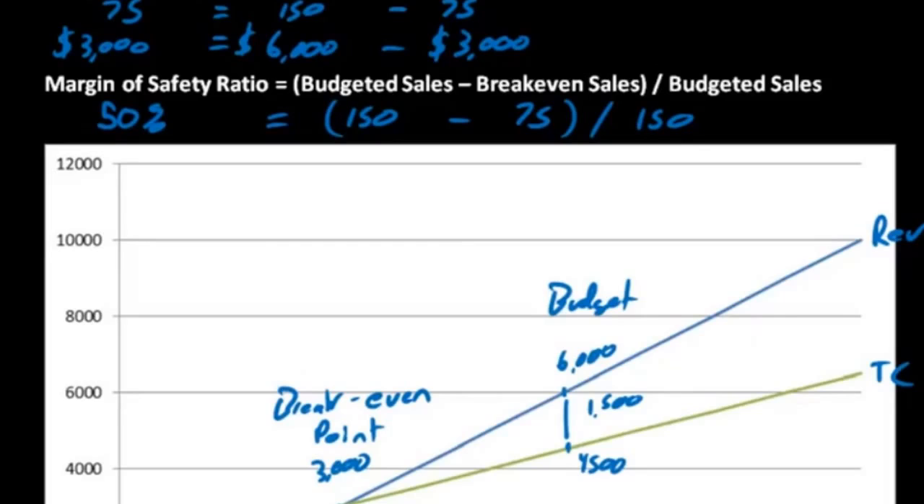A ratio is really important when you're comparing different companies or different products where the dollar amounts are different. In this case, our margin of safety is telling me that I could sell 50% less than what I was expecting and still break even. We're budgeting that we can sell 150 units, but if our budget is 50% off, meaning we only sell 75 units, we're still okay. We're still breaking even. And that's what we mean by the margin of safety.